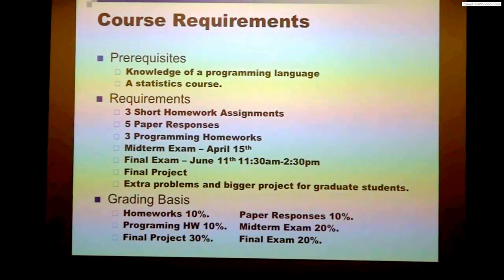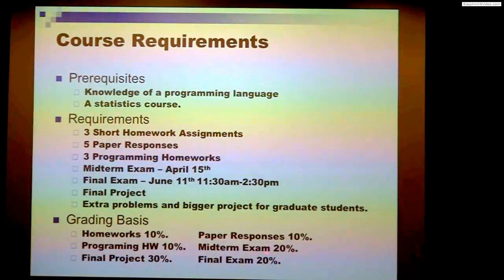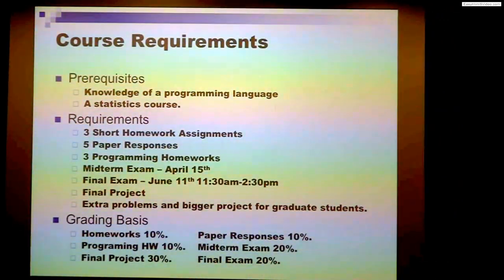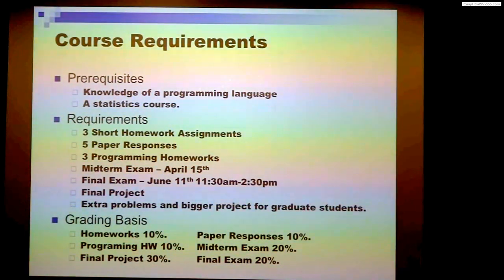So basically, this is the grading basis. You can see that the midterm and the final each count 20%, but you can make a lot of points on the other things, and the final project is 30%. So the final project gives you a lot of credit, and there's a lot of opportunities to actually get extra credit there.